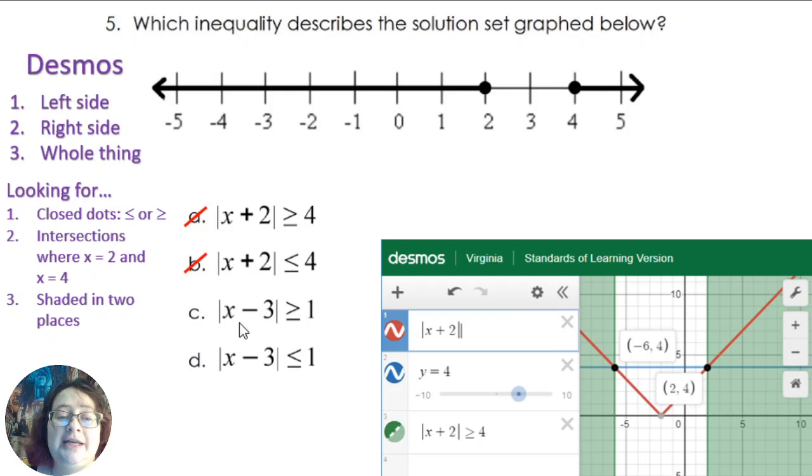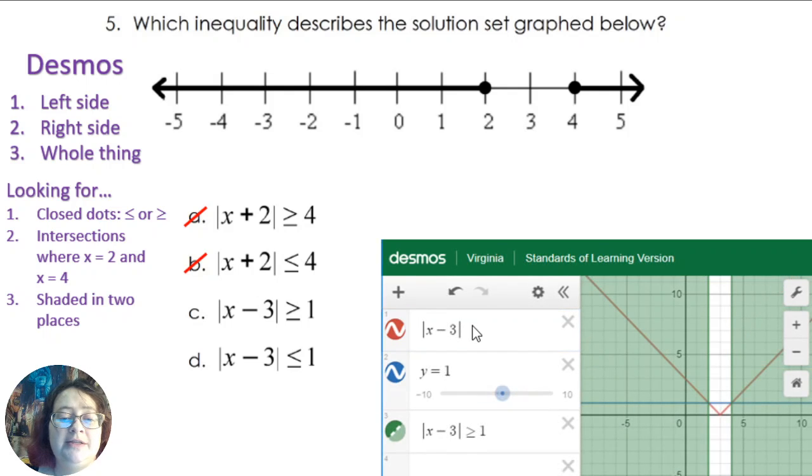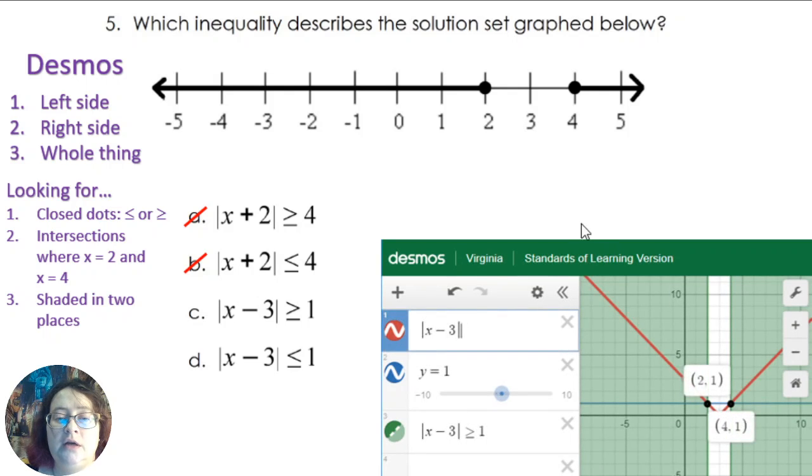Now I'm going to try C. I want the absolute value of x minus 3 in the first box, and 1 in the second box, the whole thing in the third box. I'm going to click on my points for my intersections, and I get 2 and 4. That matches 2 and 4. I want it shaded on the outside 2 places, so over here and over here. That matches my number line. And again, if you actually look at the x-axis, where the x-axis is shaded should match the number line here, and it does. So we are going to circle C for our answer.